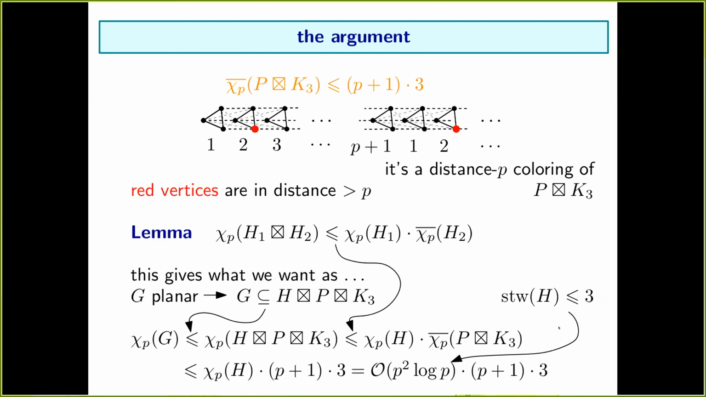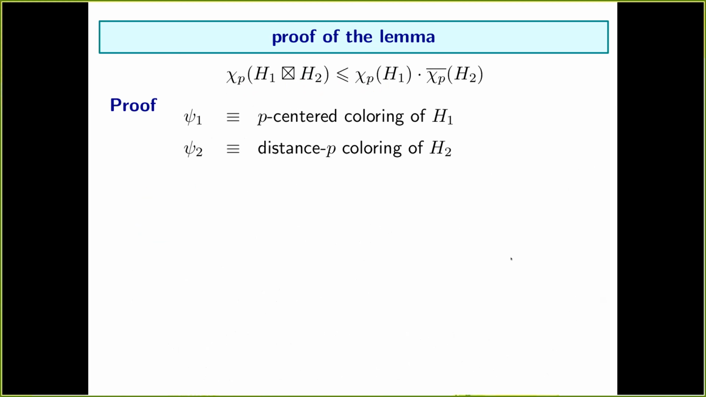All we need to see is the argument for the lemma. Okay, so let's go for it. That's the statement, the inequality we want to prove, and the proof is really straightforward in nature. If you want to color a product and you're bounding by the two chromatic numbers, you should take the product coloring. So just do it.